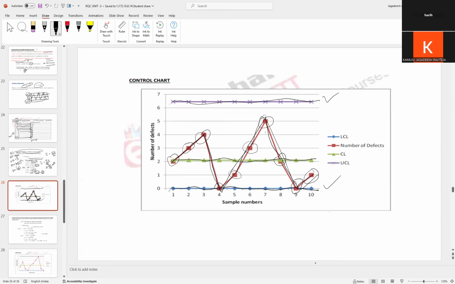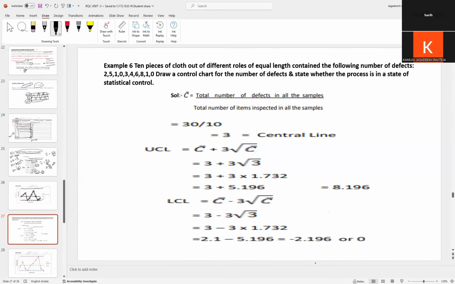Okay, did you understand this problem? Now, shall we go to the next problem? Yes. So this is the next problem. Here they didn't specify any table. They have given the sample values. What is the problem? 10 pieces of cloth out of different rolls of equal length contained the following number of defectives. So it is a C chart.